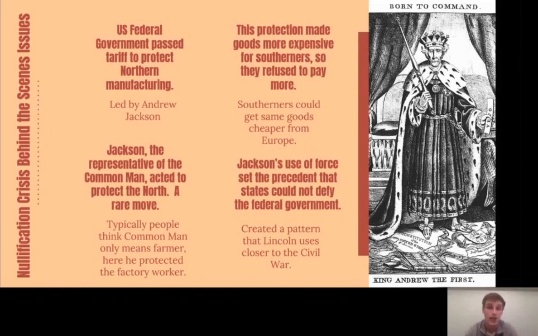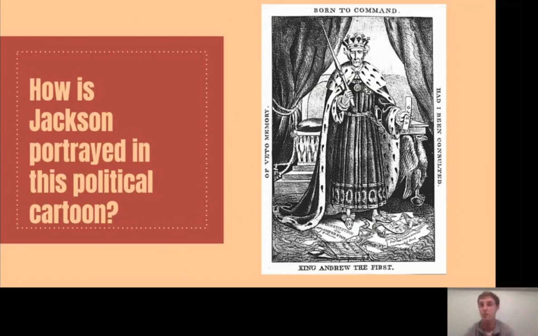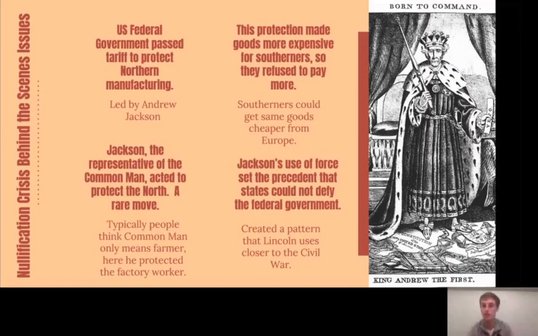Jackson wanted to protect the North and the northern factory worker, but the problem was South Carolina then says, we're going to refuse to pay the tariff. The national government introduces this tariff, and we're going to refuse to pay it. So Jackson is left in this spot of, okay, South Carolina doesn't pay this tax. If one state doesn't pay this tax, other states are probably not going to pay the tax. And if they don't pay the tax, they're going to just be ignoring the national government.